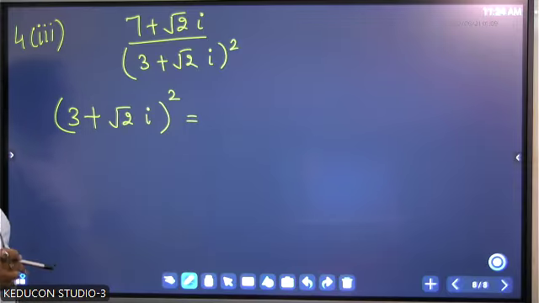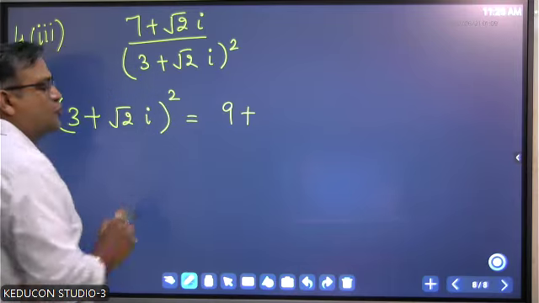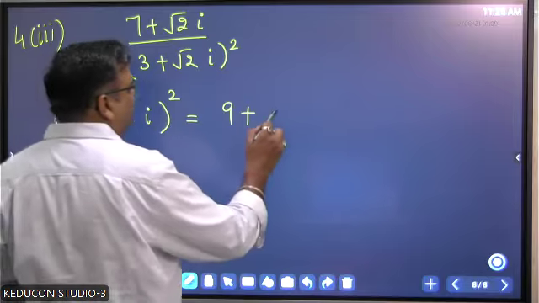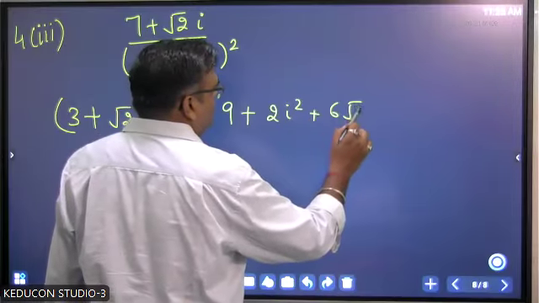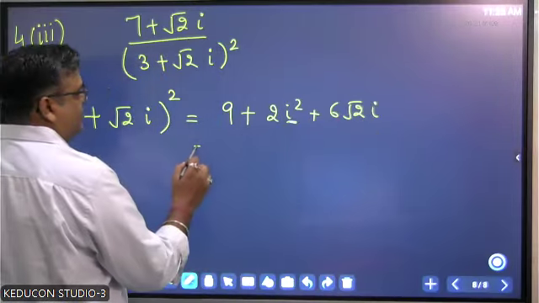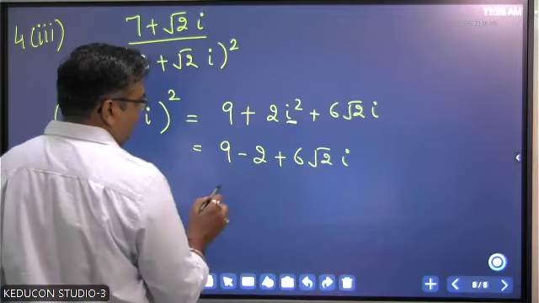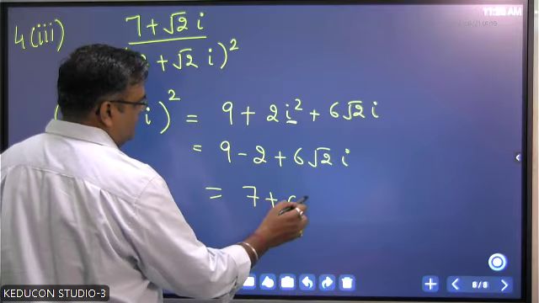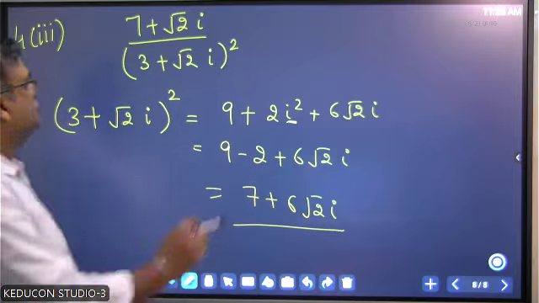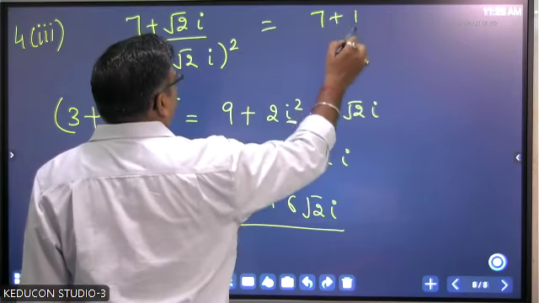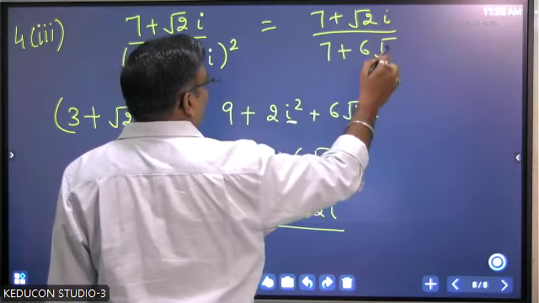Apply the (a plus b) whole square identity. So this becomes 3 3s are 9, root 2 iota square is 2 iota square, plus 2 into 3 into root 2 iota, that is 6 root 2 iota. Iota square will be minus 1, so 9 minus 2 plus 6 root 2 iota. That will be 7 plus 6 root 2 iota. So this is your denominator now. Now your term becomes (7 plus root 2 iota) over (7 plus 6 root 2 iota).